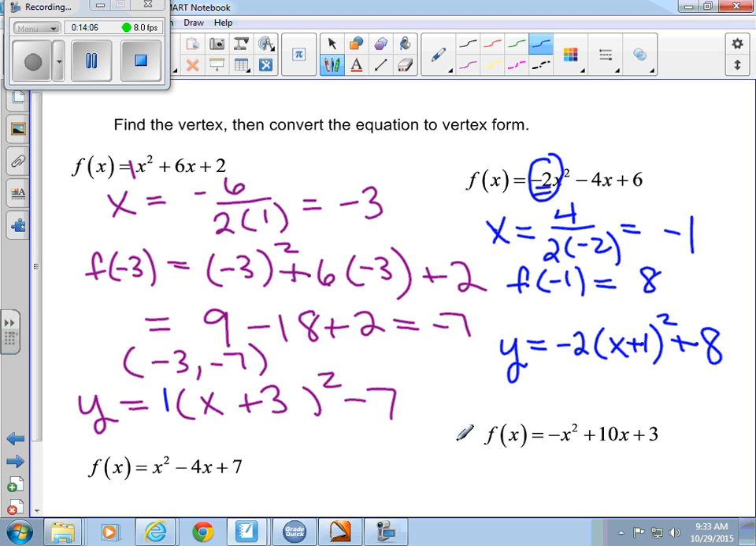If you wanted to check and see if you did it right, you could FOIL x plus 1 squared out, multiply the 2 in, combine like terms. You better get this up here. So if you're on a test and you want to check and see if you did it right, that's an option.